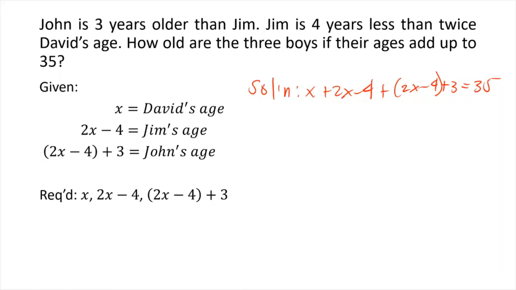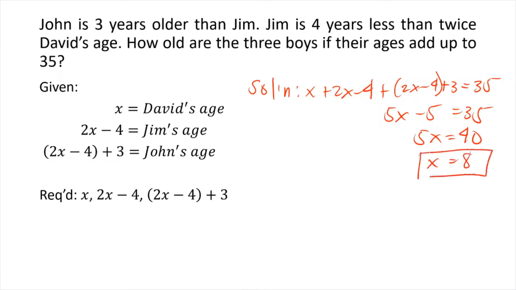Okay, so combine like terms, then isolate x. x plus 2x, that's 3x, plus 2x, we have 5x, and then negative 4 plus negative 4, that's negative 8, plus 3, so minus 5 equal to 35. Transpose negative 5, so we get 5x equal to 35 plus 5, that would be 40, and then divide both sides by 5, so 40 divided by 5 is 8. This is now David's age.